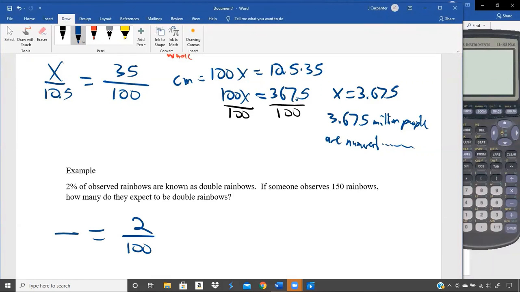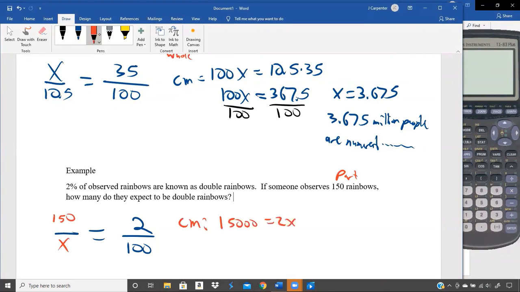Someone observes 150 rainbows. How many do they expect to be double rainbows? I'm going to do this wrong first intentionally. So I think the 150 is the part. So I got my red for wrong. So I think this is 150, which means this is my x. And when you cross multiply, you'll get 150 times 100, we'll just put 2 more zeros on the 150.